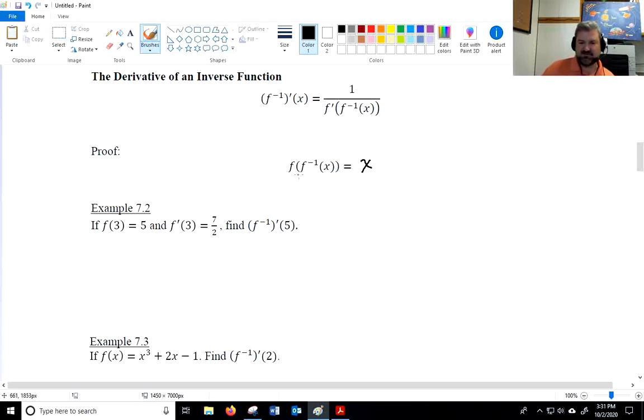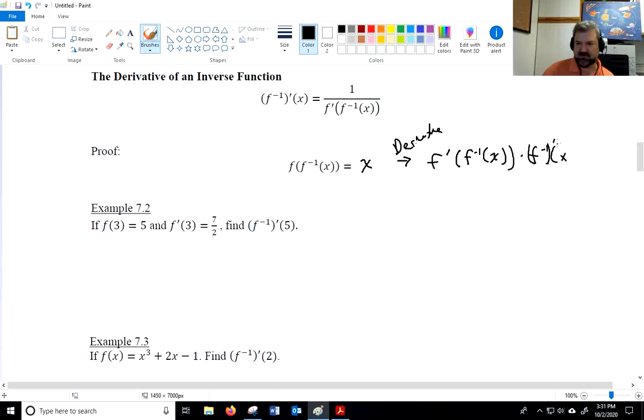Let's take the derivative of each side. Well, if I take the derivative of each side, I'll just write it over here, because that's something I can do with the chain rule. So that would be f prime of the inside stays the same. That's the derivative of that. Now I've got to multiply by the derivative of the inside.